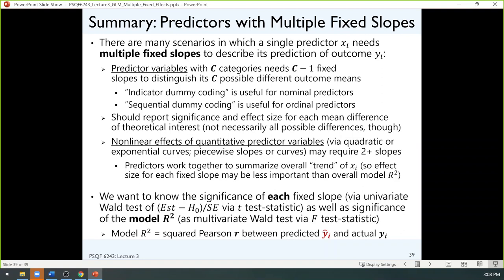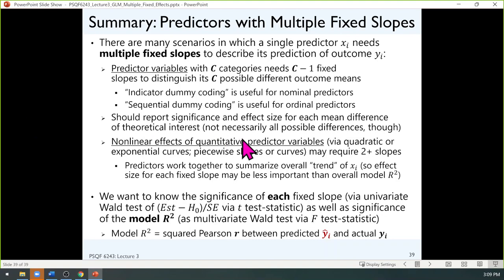So predictor variables that are categorical need number of categories minus 1 slopes to fully recreate all of their individual means. It's up to you how to set up the slopes though. So if you have a nominal predictor, so there's no order to it, indicator coding, where each slope turns on one of the groups relative to the reference is a good strategy. If you have ordinal variables, it might be more useful to do this sequential approach where you get the adjacent differences as you move up the ordinal variable. For each difference, you'll want to report both significance and effect size so that you can describe how big the difference is, not just whether or not it meets your cutoff.